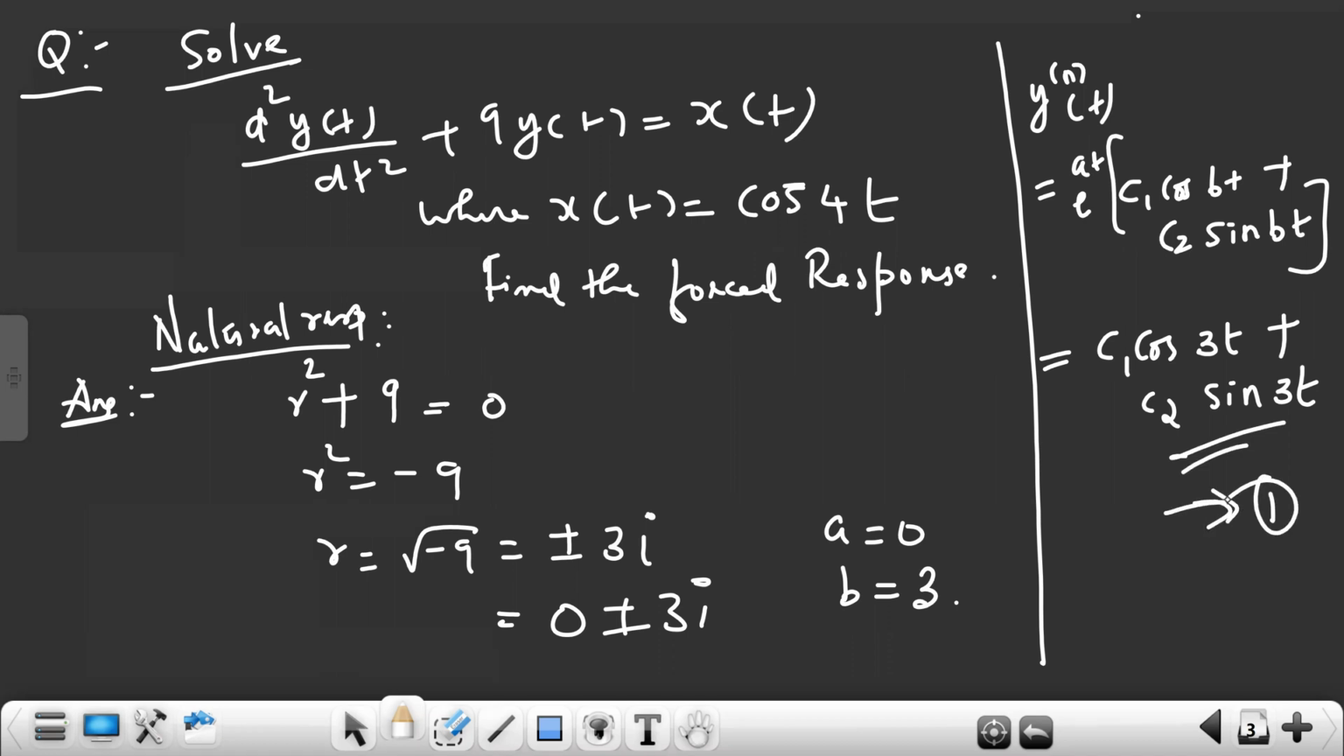But we will not find C1 and C2 as of now. Later we will find them after getting the particular solution. That is the difference between natural and forced response. If you are finding the natural response alone, at this point itself you will find C1 and C2. But if you are asked to find the forced response, first you find the natural response, then the particular solution, and then add these two. Finally, you find the values of C1 and C2 and replace them in the equation. So now you will go for the forced response.